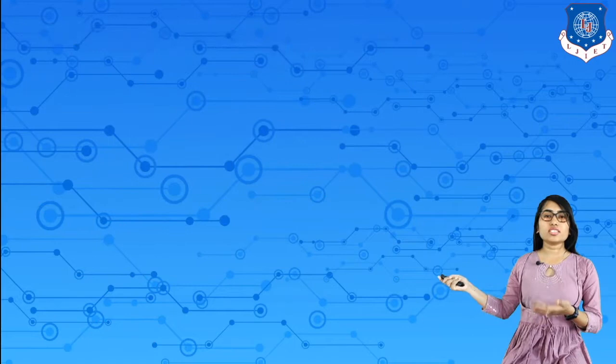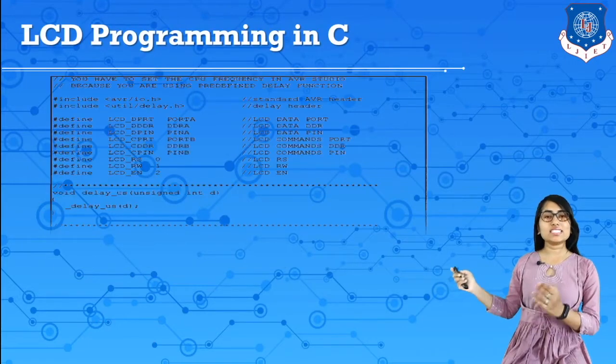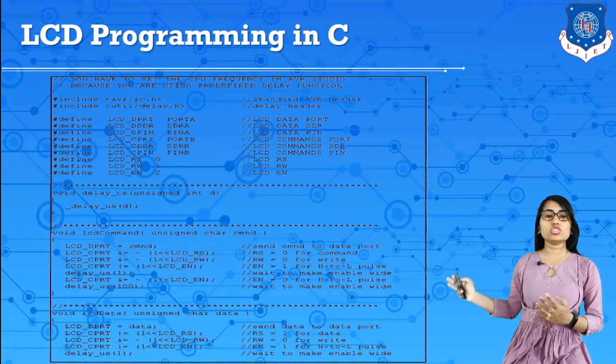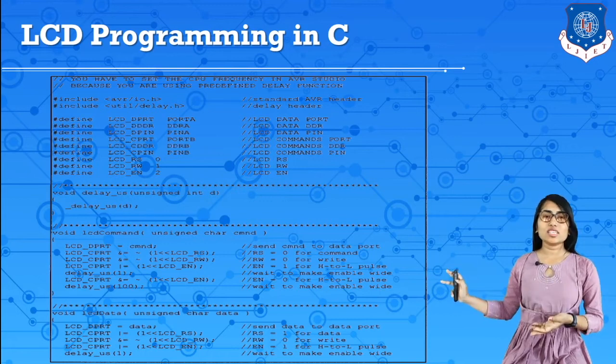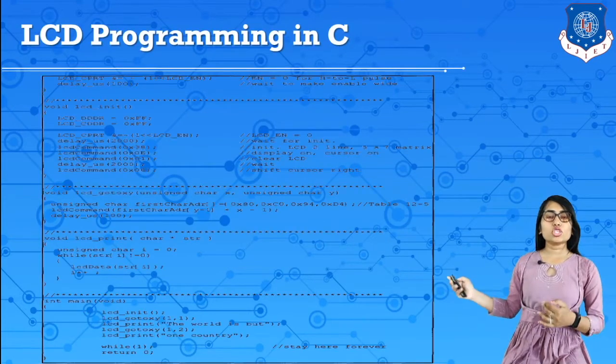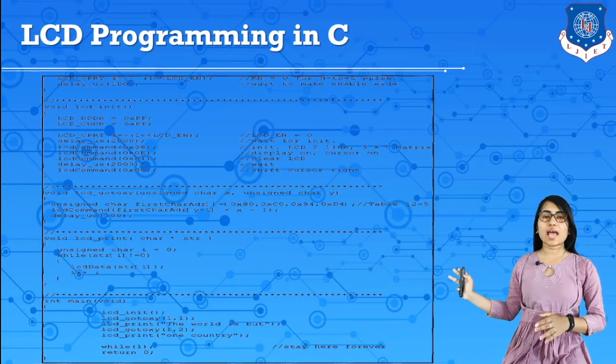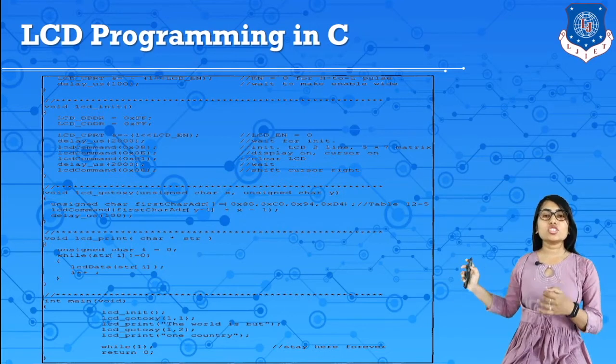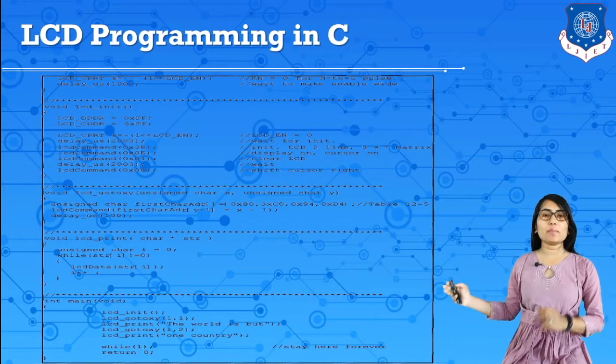Here there is also a program for the LCD in C language. In C language also we can write an LCD program like this. So these are the programs, and the program continues over here. This program is basically used to send data, or used to send one character. So this is our LCD programming in C.